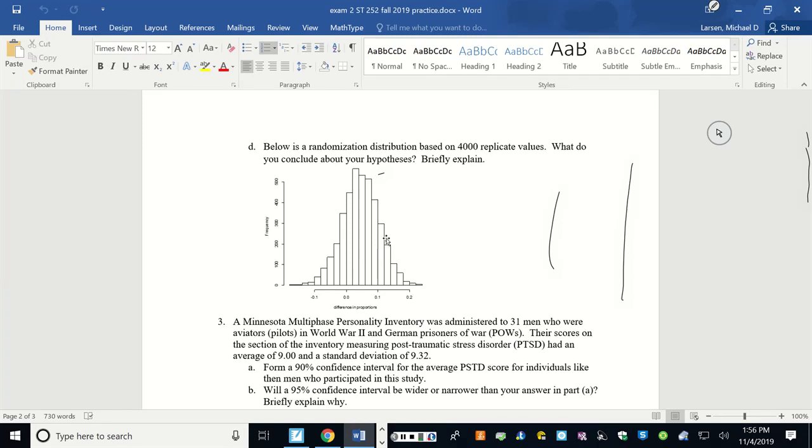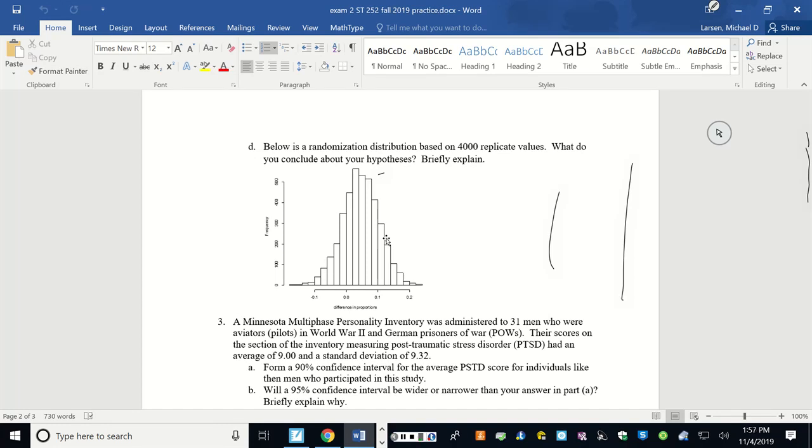Think about phrasing this, because it'd be good to have a sentence kind of in your mind. How do you say you don't reject? Based on a simulation, well, if it really were 0, there's a lot of simulations that are more extreme, kind of about this way. 0 is kind of in the middle.